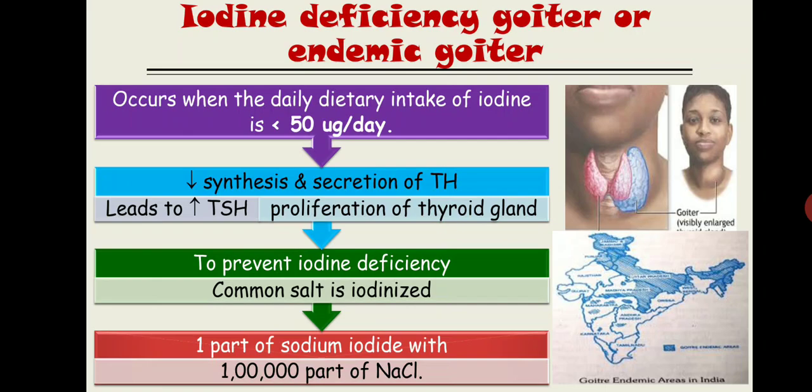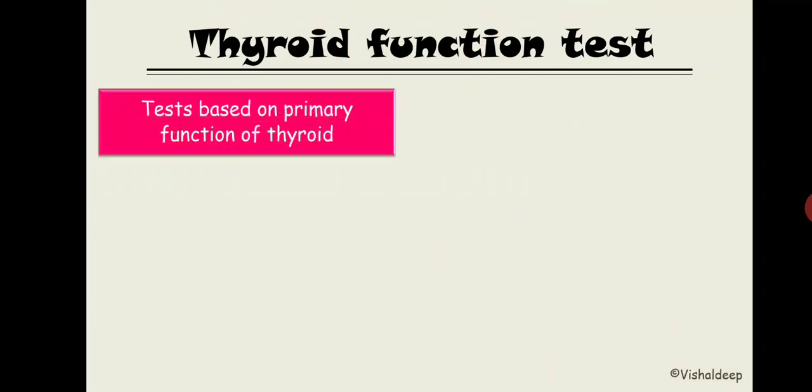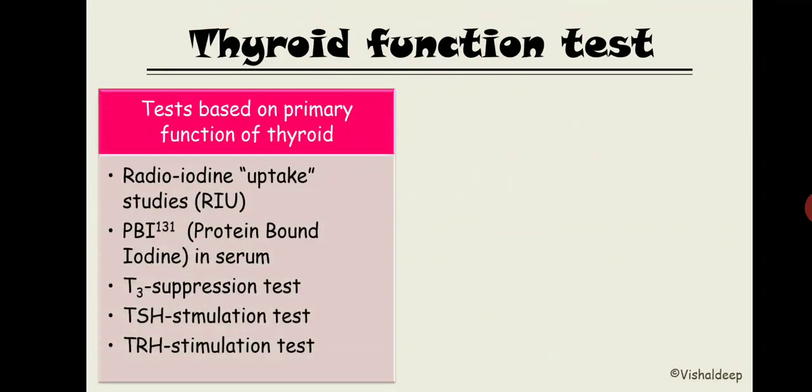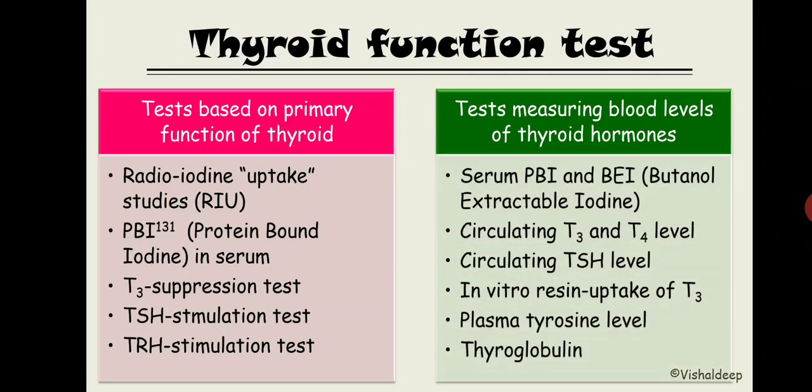Clear? Now the last slide of our discussion is the thyroid function test. There are two types of thyroid function test. The tests are based on the primary function of the thyroid gland. These are the list of the tests. RIU means radio iodine uptake studies. Then protein bound iodine in the serum, T3 suppression test, TSH stimulation test, TRH stimulation test. Next is the measurement of thyroid hormone in the blood: serum PBI, BEI, circulating T3 and T4 level, circulating TSH level, in vitro resin uptake of T3, plasma tyrosine level, and thyroglobulin level.